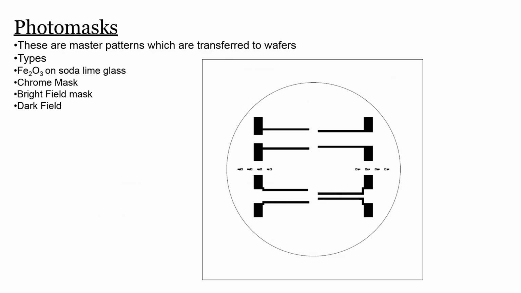We have just seen a few masks, and these are master patterns which are transferred to the wafers. So, when you talk about types of mask, we have Fe2O3 on soda lime glass, we have chrome mask, these are two different materials, while the masks can be classified as bright field mask or dark field mask. This is an example of bright field mask. Okay, guys.